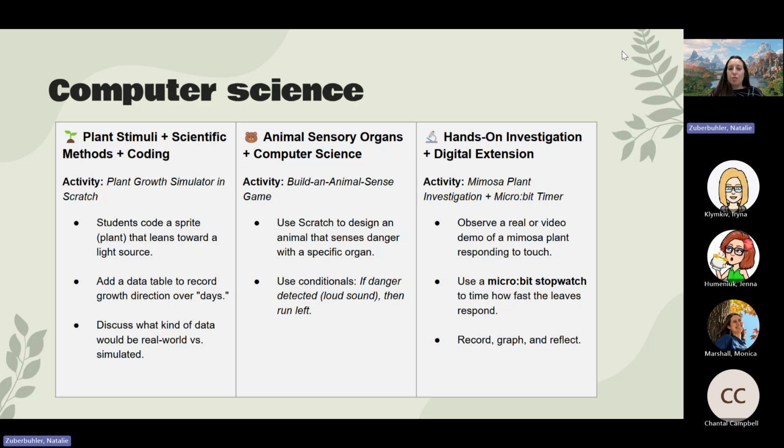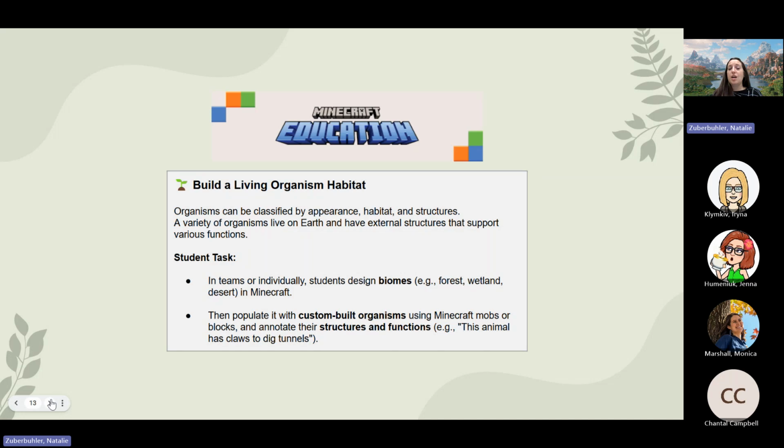We can build an animal sense game. If a sound is detected, then the animal turns or moves, and that can be coded and designed in Scratch as well. Or we can use our micro:bit timers, and you know those touch-me-not plants, or even a Venus flytrap. Graph, record, and use the micro:bit stopwatch to see how long it takes for that plant to react to the stimulus.